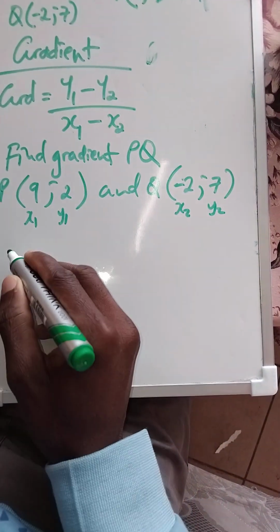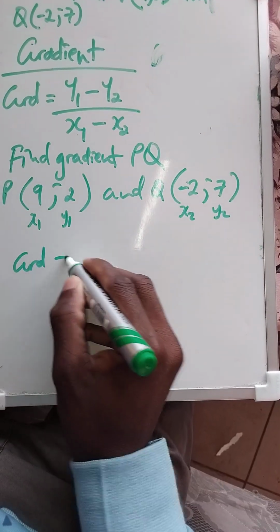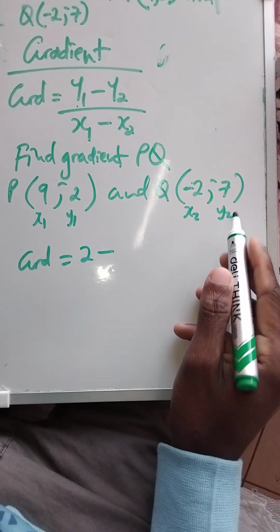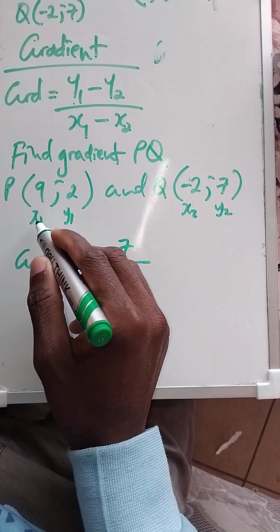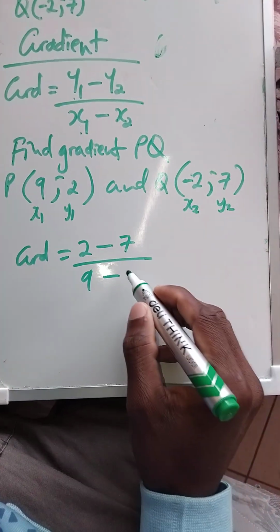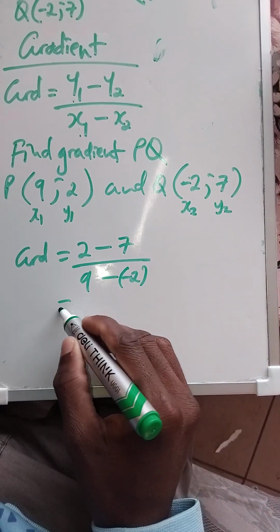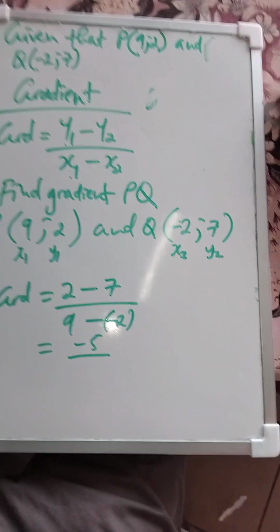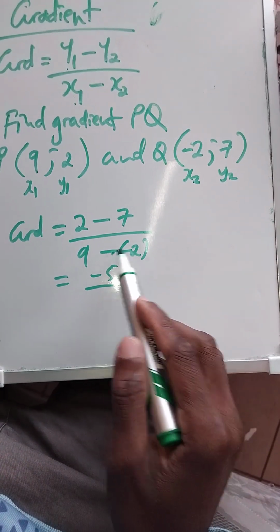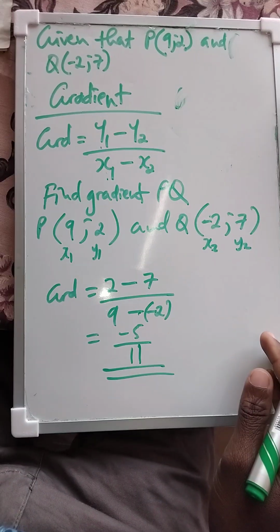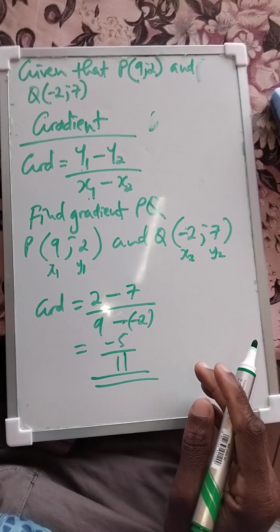So gradient is equal to y1, which is 2, minus y2, 7, over x1, which is 9, minus x2, which is -2. So 2 minus 7 is -5 over 9 plus 2, which is 11. So that's our gradient, and this is how we find the gradient between 2 points.